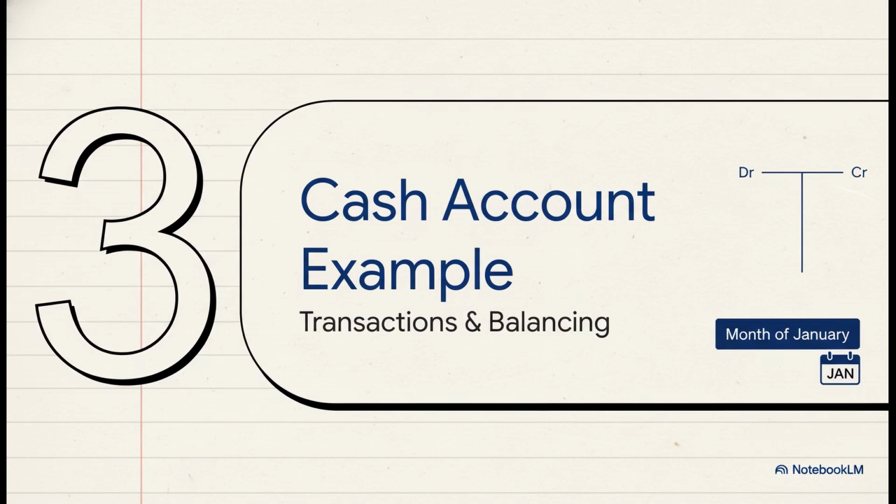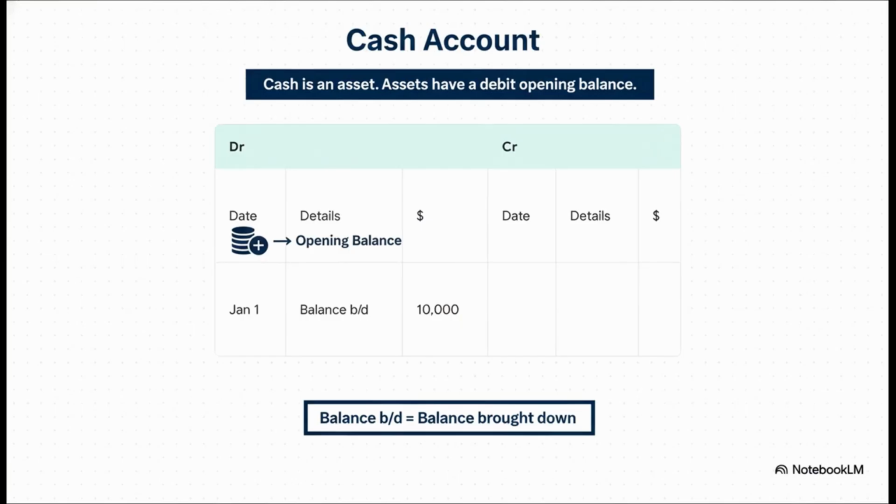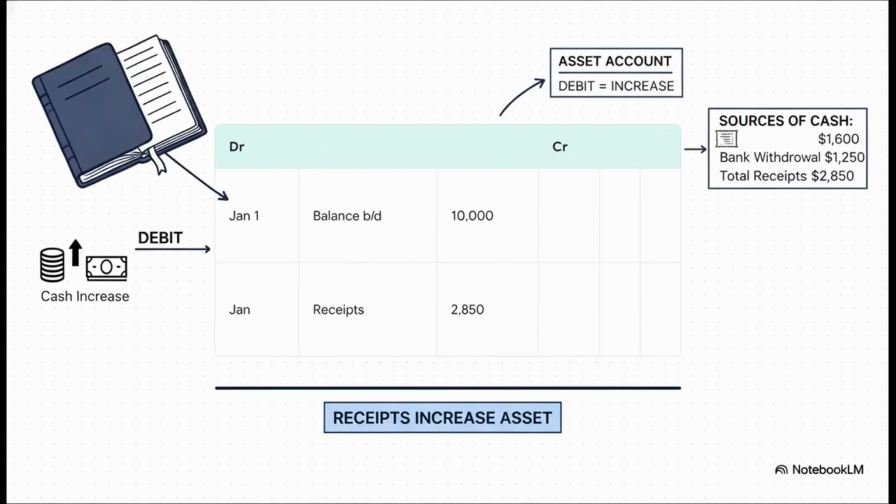Theory is one thing, but let's see how this actually works. We're going to apply these rules to a cash account for the month of January. So we start the month on January 1st. The cash account, which is an asset account, has an opening balance brought down of $10,000. Because it is an asset, this opening balance sits on the debit side. During January, the business receives more cash. There's $1,600 from sales and $1,250 from a bank withdrawal. Since cash is an asset and it's increasing, we record these receipts, which total $2,850 on the debit side.